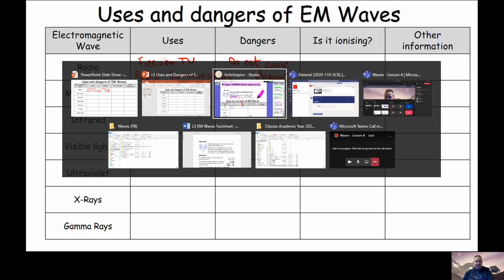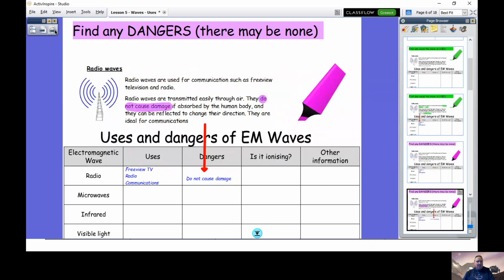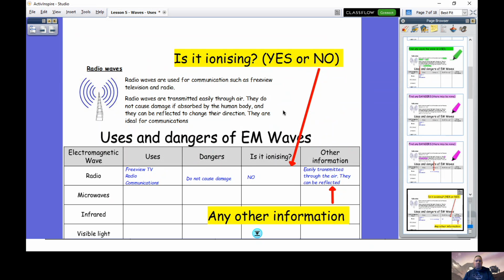Alrighty, what's my next section I need to fill in? Next section there was the two last boxes really. Number one, are these waves ionizing? Now, it's going to be a yes or a no answer to this. We'll tell you a little bit more about what ionizing means later in the lesson. I need to scan through this and see if they are ionizing. If it says they're ionizing, I can write yes. If it doesn't say it, I can write no.